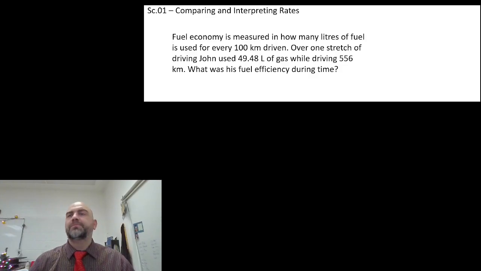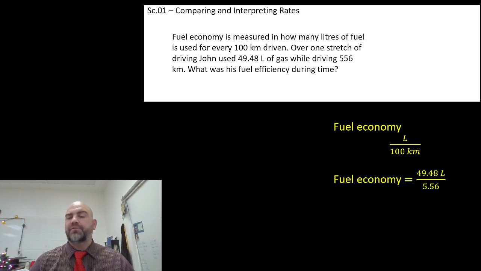Let's go through the answer. Our fuel economy is going to be based on liters per 100 kilometers. This is the standard way of doing fuel economy, at least in the metric system. So we're going to take the number of liters, 49.48 liters, and divide it by the number of hundreds of kilometers that we have. So we take our number of kilometers, divide by 100, and we get 5.56. And when we do that, we're going to get a fuel economy of 8.9 liters per 100 kilometers.